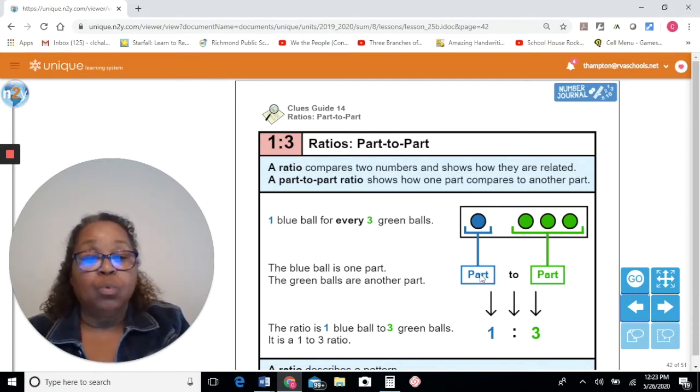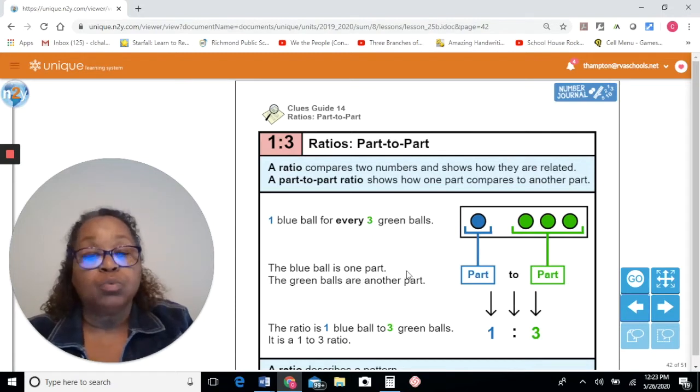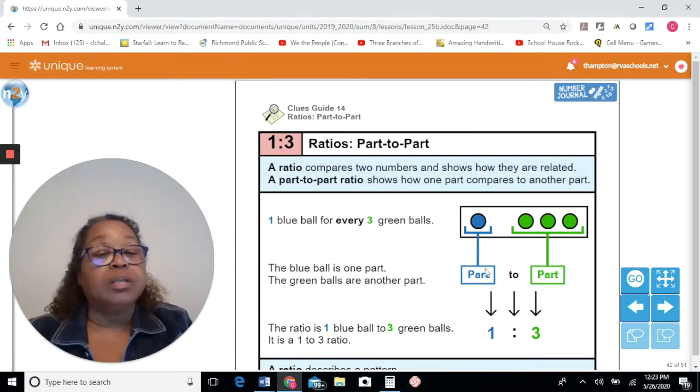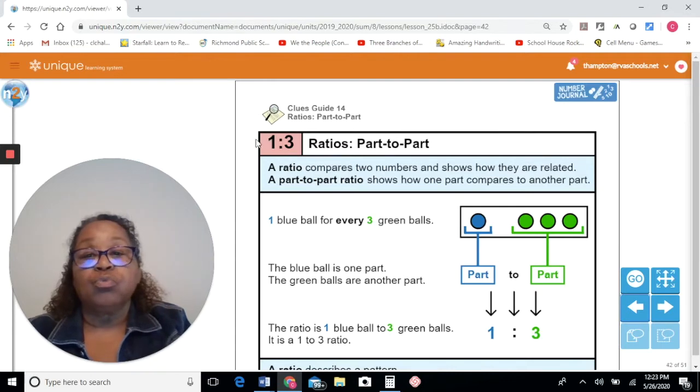The first part is the 1, then where you have your colon, 3. 1 to 3, part to part. One ball for every 3 balls. The blue ball is one part, the green balls are another part. The ratio is 1 blue ball to 3 green balls. It is a 1 to 3 ratio, okay?